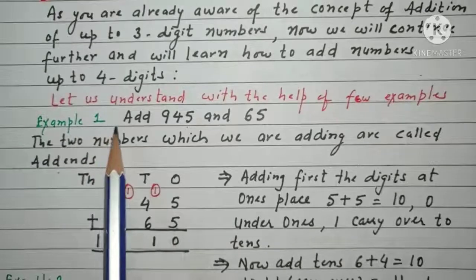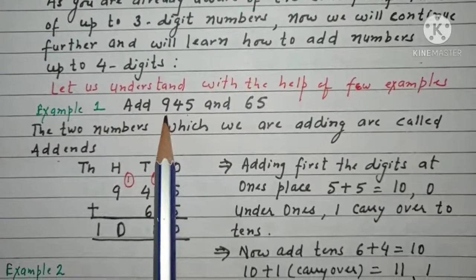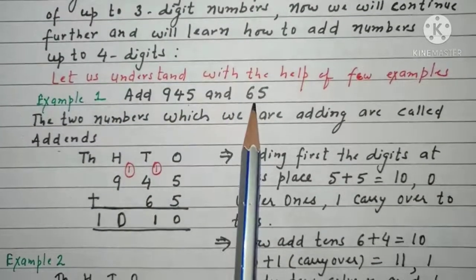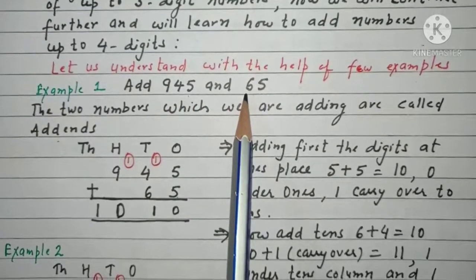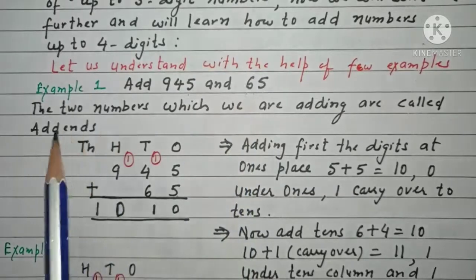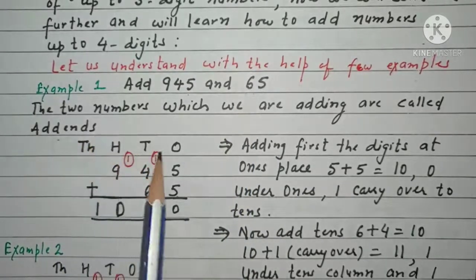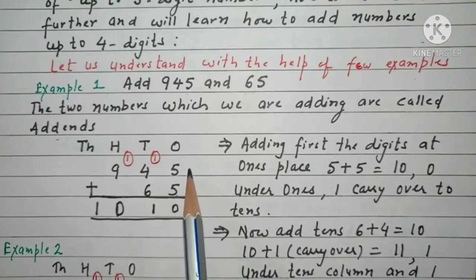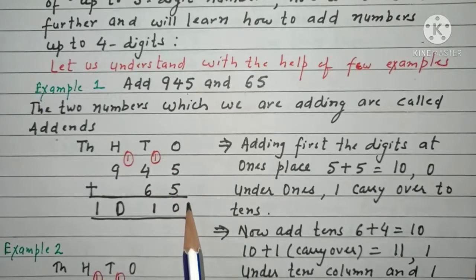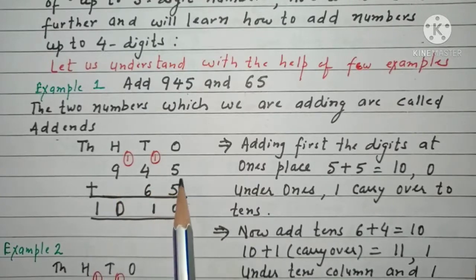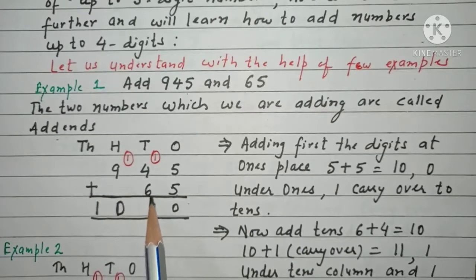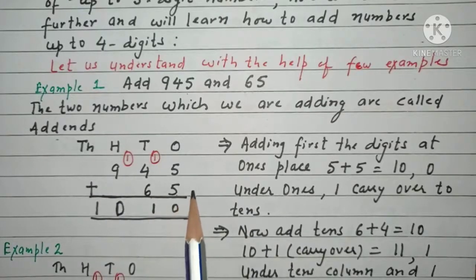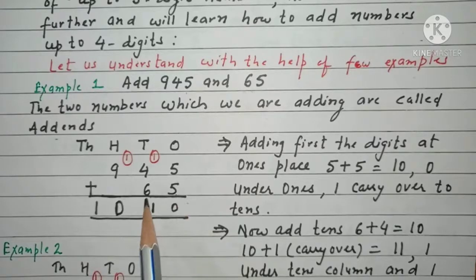Example number 1 is we have to add the two numbers 945 and 65. Children, as we are adding these two numbers, so these two numbers which we are adding are called addends. Now, the main thing is to arrange these numbers in proper columns as per their place value. So, 945 will be placed under ones, tens and hundreds column. And 65 being a two-digit number will be placed under the column of ones and tens.